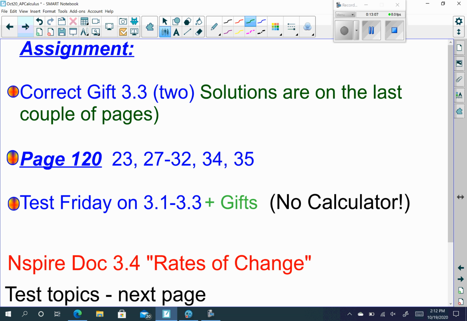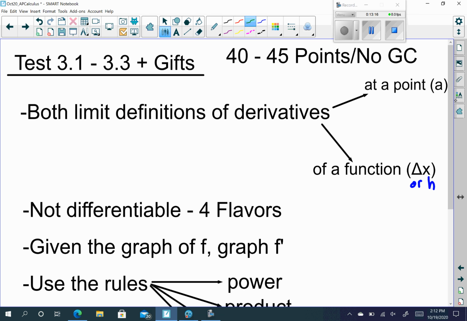Do the Inspired Doc 3-4, which I'll make another video for, including rates of change. Test topics, here's what you can expect. So like I said, between 40 and 45 points, I'll have it narrowed down to how many problems over the next couple days. So even though we know the shortcuts, still go back over the limit definitions of derivatives. Still might be your choice, but I'm going to want you to use one of these. So at a point A, so remember that was f prime of A is the limit as x approaches A of f of x minus f of A over x minus A, or the one that has the limit as either h approaches 0 or delta x approaches 0.